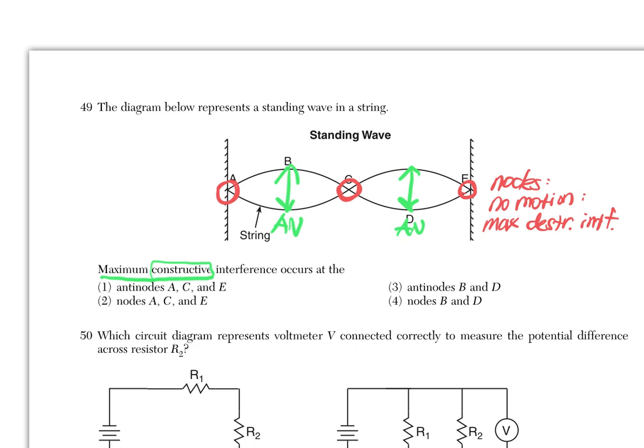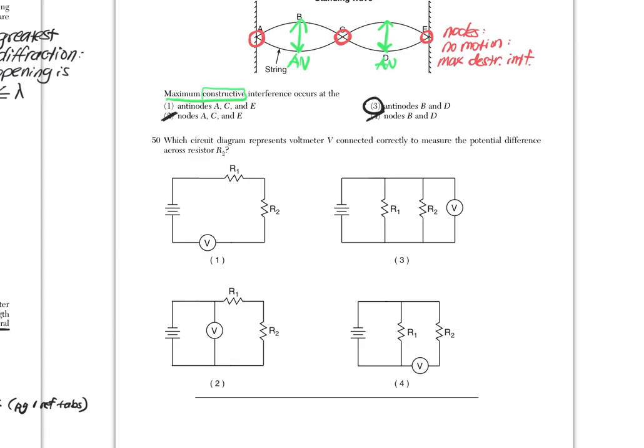And so the antinodes are occurring at B and at D. So constructive interference does not happen at a node at all, so it's definitely not 2 and not 4. It happens at an antinode, and the antinodes in this case are at B and D, and so 49 is choice 3.